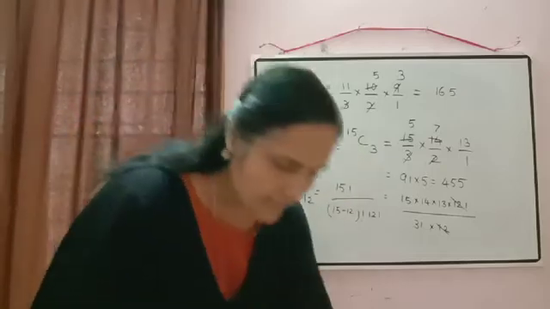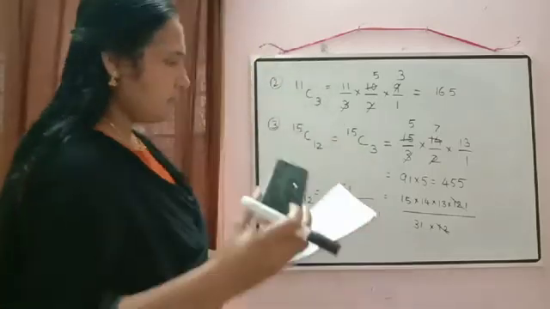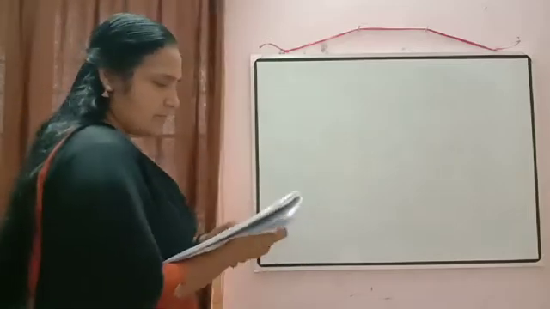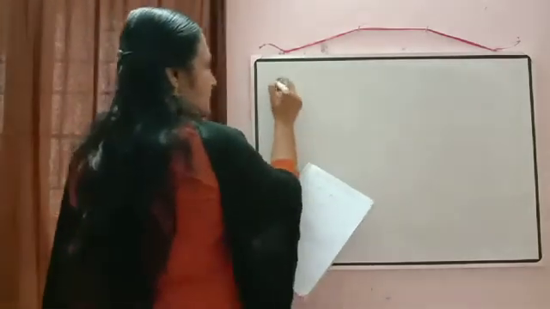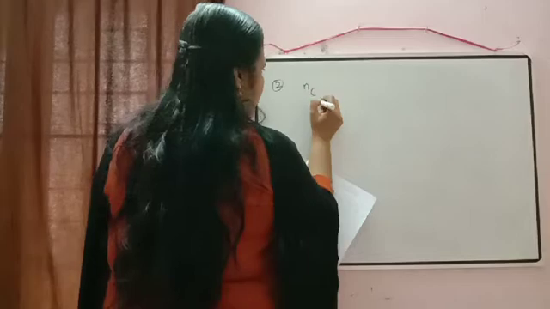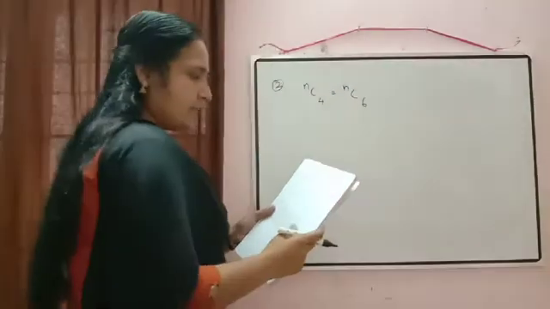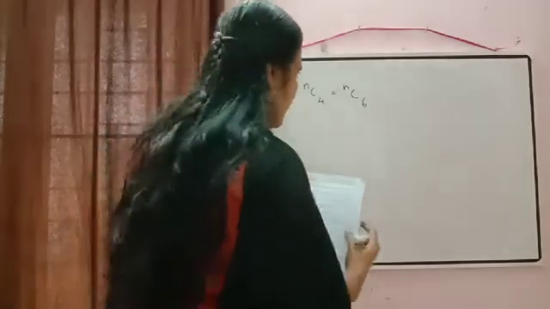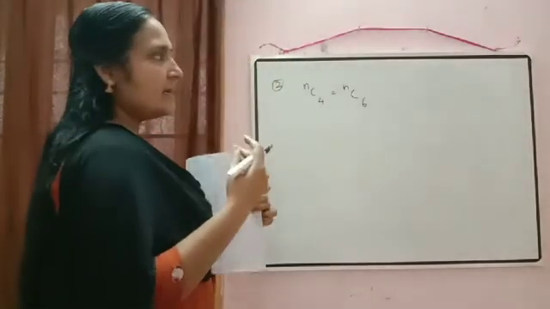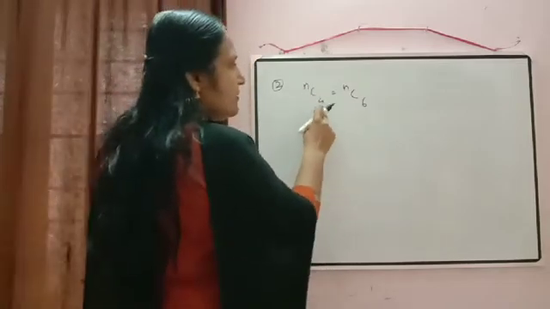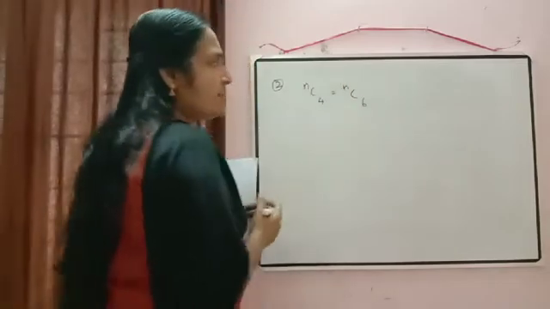Then next, question number 2 is given. If NC4 is equal to NC6, find 12CN. The questions are already with you, so I am just writing what is given. Now we will use the second property here. What is given? NC4 is equal to NC6.